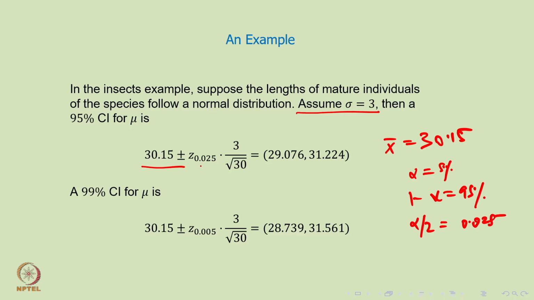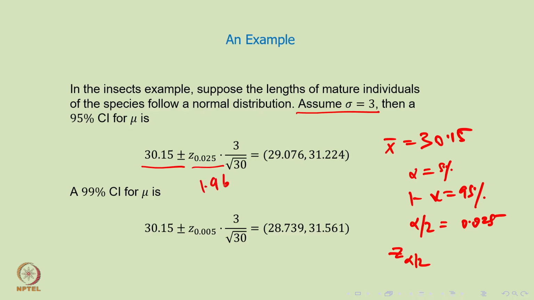Okay. So if you remember the formula from the last slide, it was Z alpha by 2, isn't it? So the critical value that you see in the formula is Z alpha by 2. Alpha by 2 here is 0.025. And then times sigma by root n. So how much is sigma? Sigma is 3 and under root n, n is 30. Now how much is this quantity? Can you tell me? This quantity is nothing but 1.96.